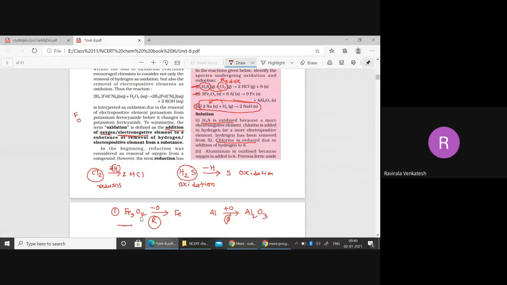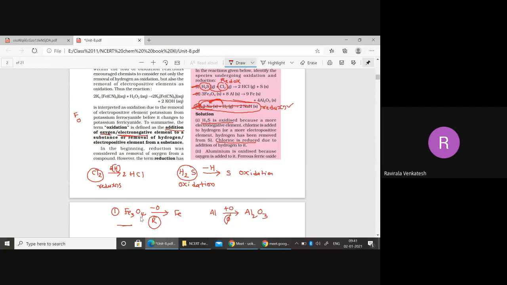You just told me addition of hydrogen is a reduction reaction, correct or not? Based upon the definition, what can we say? Third one, for sodium, addition of hydrogen, this type of reaction? Reduction. Correct or not? But this reaction is not at all a reduction reaction. Of course, hydrogen is added, but it is not reduction there.